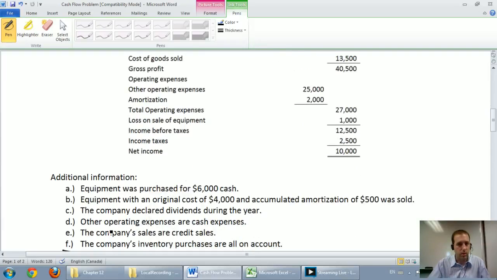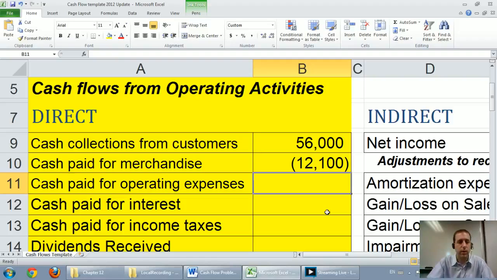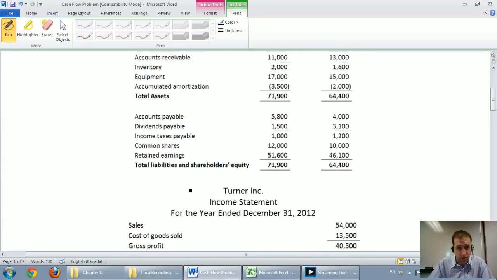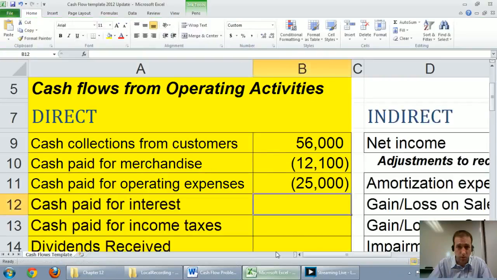Now there is a note about this. It says other operating expenses are cash expenses. So not amortization, but other, these 25,000 are our cash expenses. So I'm going to fill that in. I spent 25,000 on operating expenses. Cash paid for interest. I'm looking now for interest expense or for interest payable. I don't see interest expense. I don't see interest payable. So this one I'm going to leave blank. And if I were doing this on my own, I actually wouldn't even have this line in it, because if it's a zero, then there's no point.